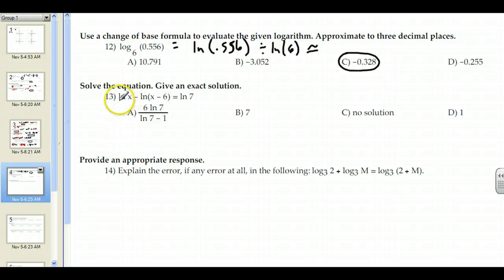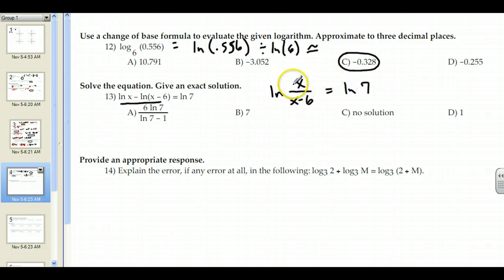Solve the equation, give an exact solution. So in this problem, I've got 2 logs on the left, 1 log on the right. So what I want to do is condense this side down to a single log, and then drop the logs. So I get the natural log of x divided by x minus 6 using the quotient rule. Our quotient property is equal to the natural log of 7.